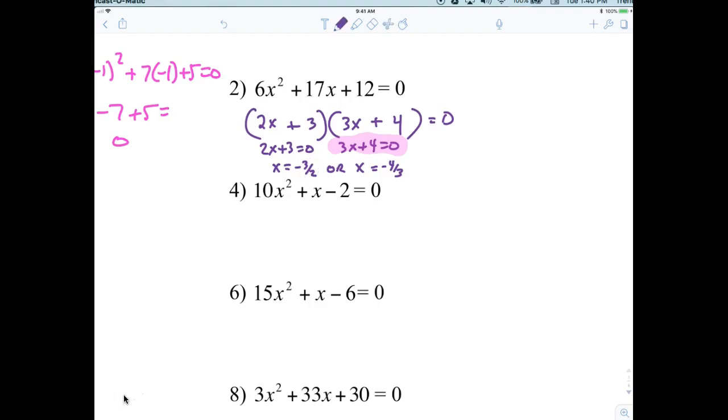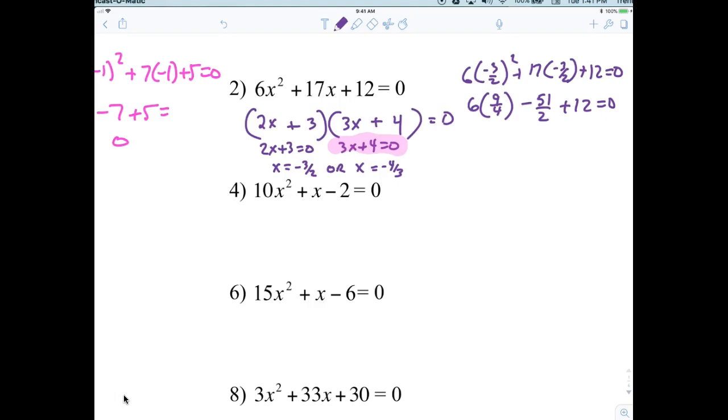So, watch. 6 times negative 3/2 squared plus 17 times negative 3/2 plus 12 had better equal what? 0. Does it look like it's 0? Probably not. But we're going to find out. So this would be 6 times 9/4, minus 51/2, plus 12 equals 0. Is everybody okay with that?